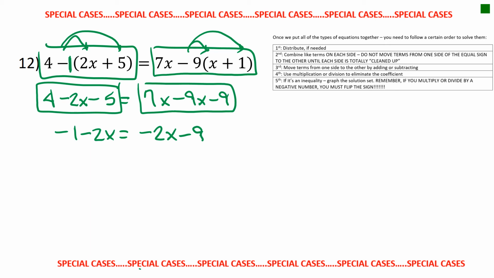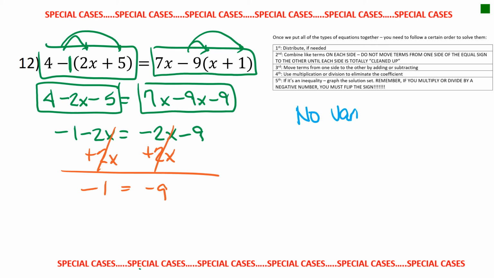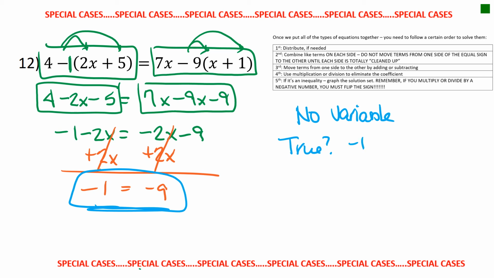Now we're going to start moving. I'm going to move this -2x to the other side. Oh, I get -1 equals -9. Once again, there is no variable, right? No variable in your final answer. But is it true? Is it true? Does -1 equal -9? No.